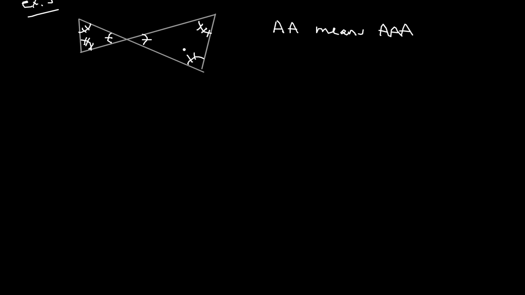And why do we care about that? Because if 2 triangles are similar, then their corresponding sides are proportional. So let me just put some numbers on these. 4, 5, 7, y, and you did these last lesson, x, 6.